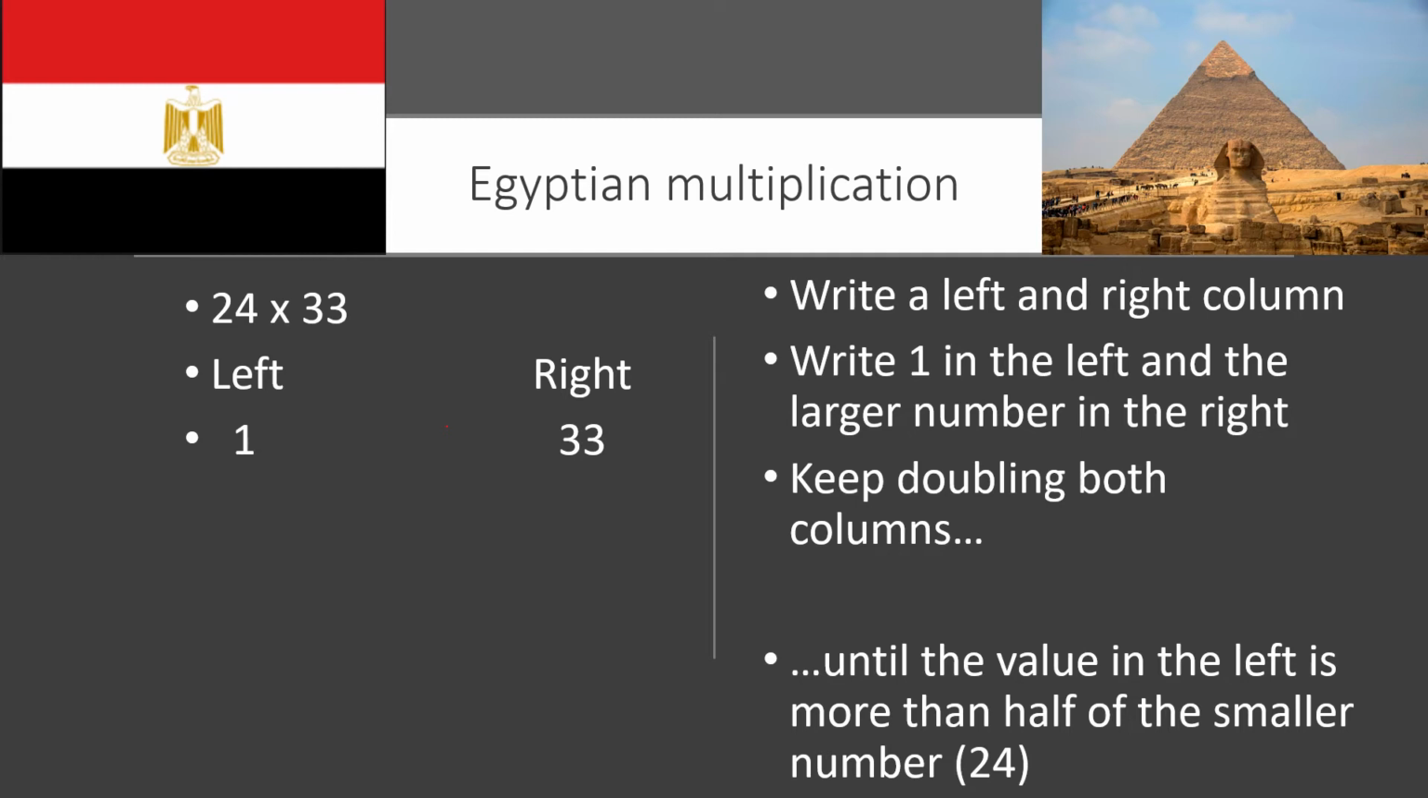The next step is nice and easy. We're just going to keep doubling each number. So double 1 equals 2, double 33 equals 66. And double it again. So double 2 equals 4, double 66 is 132. And we're going to keep doubling that.